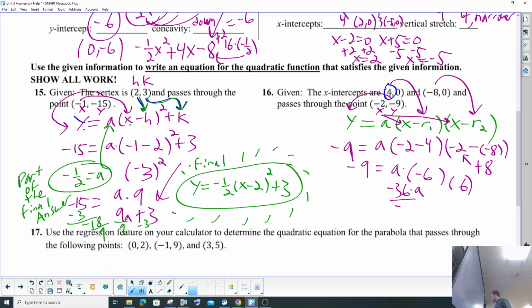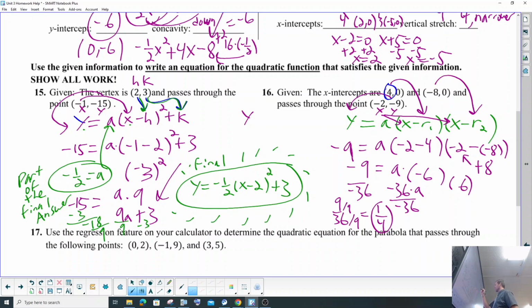Okay, so negative 6 times 6 is a negative 36 times a. And now we just have to divide that to the other side. And negative divided by negative is a positive. And so that's going to be 9 over 36, which reduces, divided by 9. So we get 1/4 is our a value.